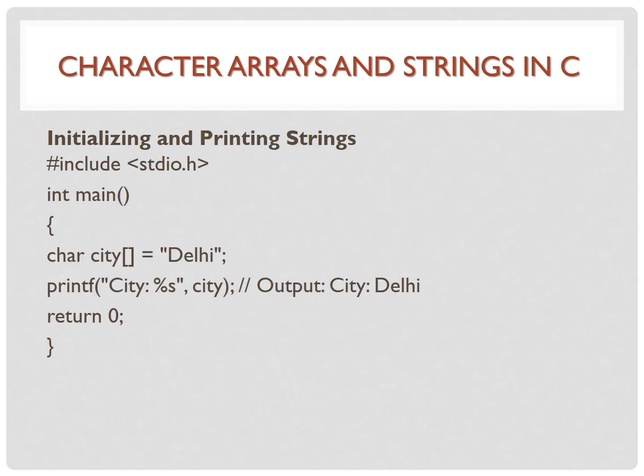The next comes how to initialize and print strings. So the code will print the value of city as Delhi. Delhi is initialized to the array city, and in the print statement I have used %s, a format specifier that will print the value Delhi for the variable city.